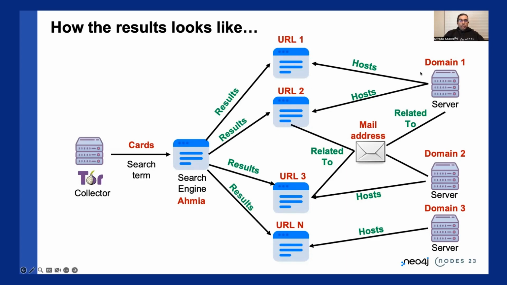And this URL is normally hosted on a server with domain 1, domain 2, domain 3. And as well, when I run the scraping on the URL, normally I will find some email addresses or phone numbers. But as you can see, we are starting to have some kind of relations, some kind of node relations that will be helpful to the investigation when performed.